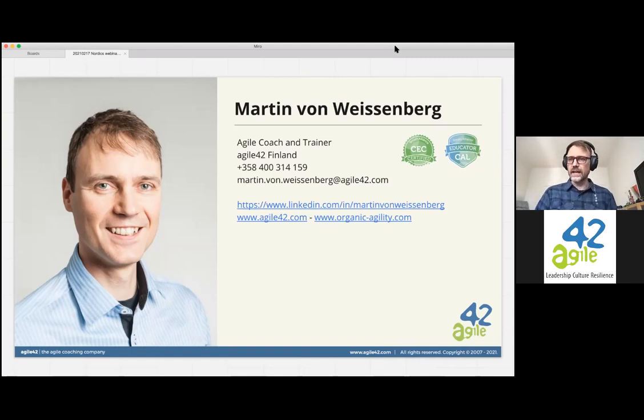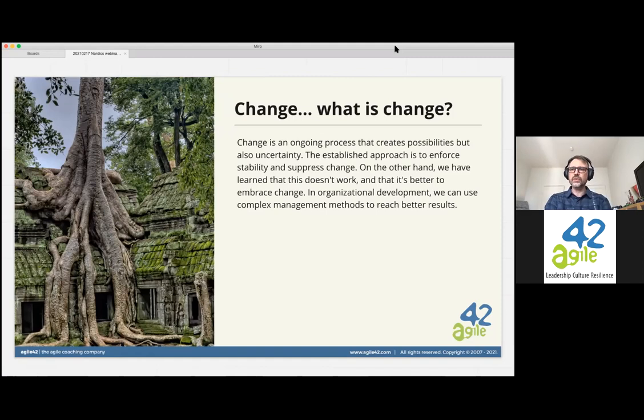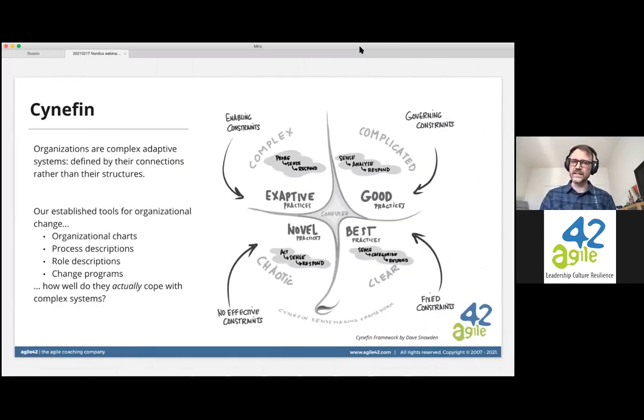Let's move on and into the actual content. So change. We are today going to talk about validating change, and we want to validate it in small increments, in small pieces, right? So it helps to understand what change is and how to think of it. There are several different approaches to change, but generally we like to think of organizations as complex entities.